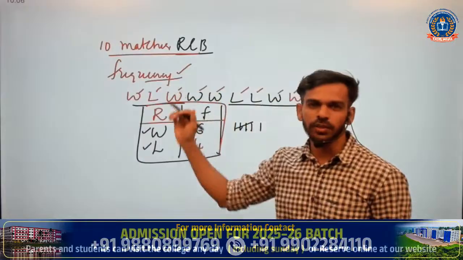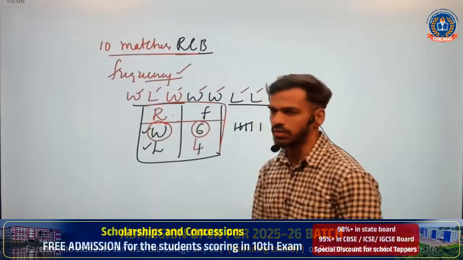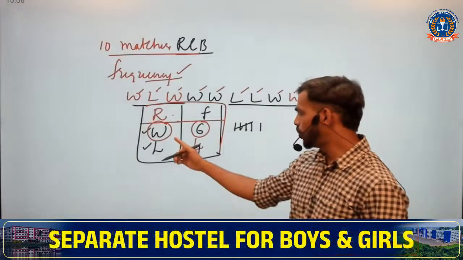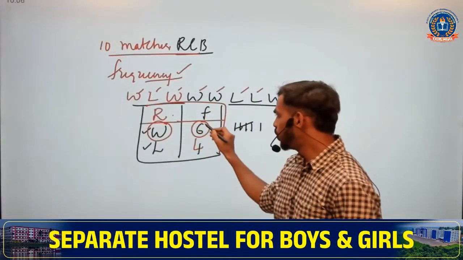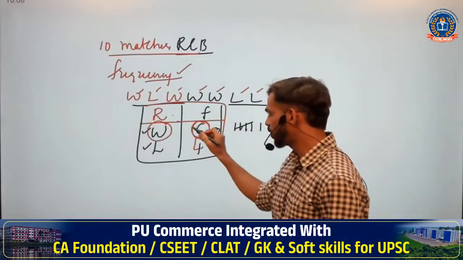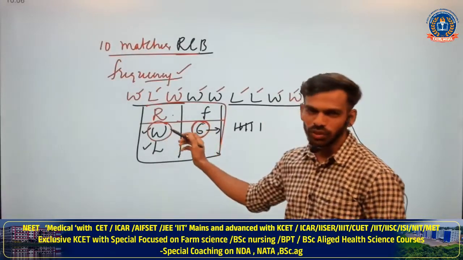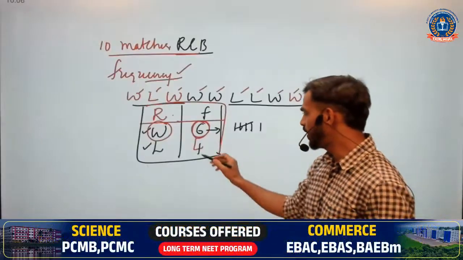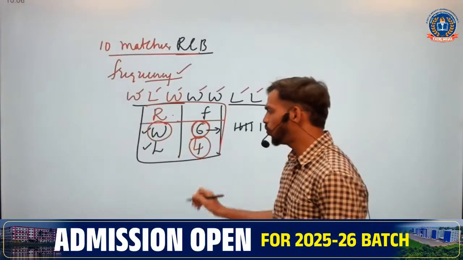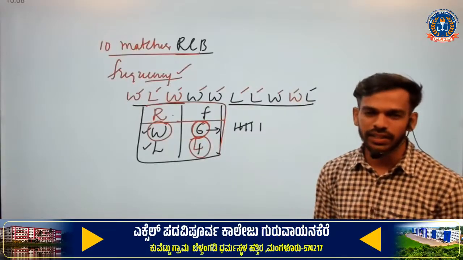Frequency is nothing but repetition. Here W is repeated 6 times. This means we should also know how to interpret the results: W means RCB won 6 times, so out of 10 matches, RCB won 6 matches. Here W repeated 6 times, which means repetition. Similarly, 4 matches they have lost, that is L repeated 4 times. This is what frequency is. Frequency is nothing but repetition.